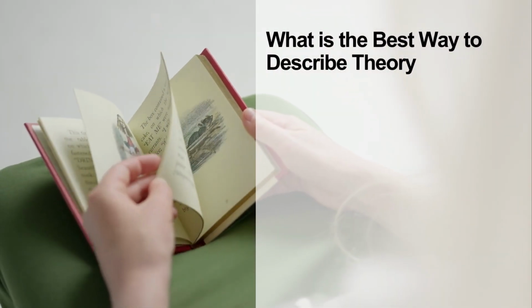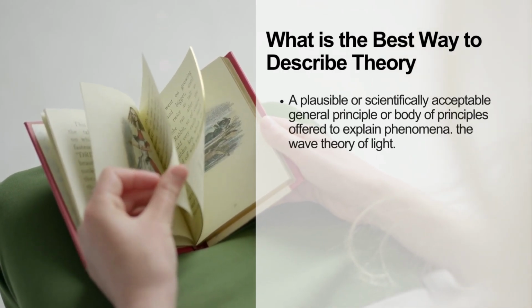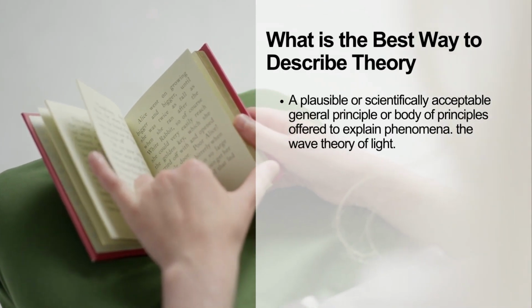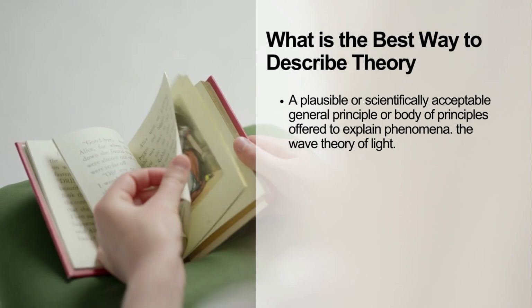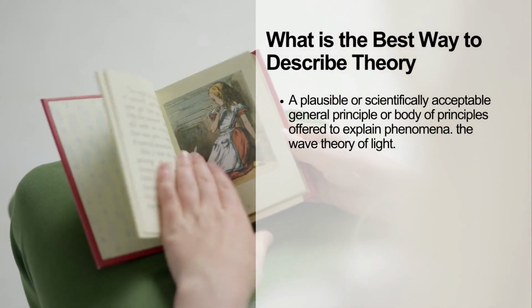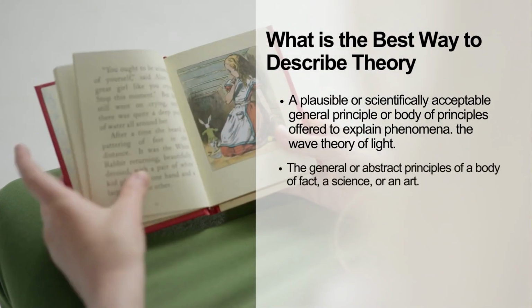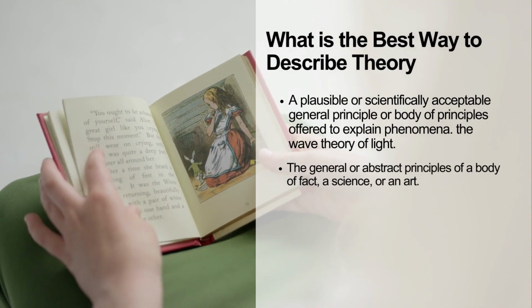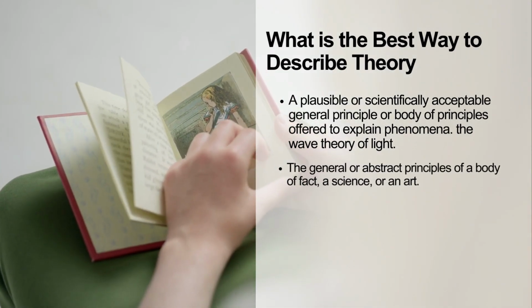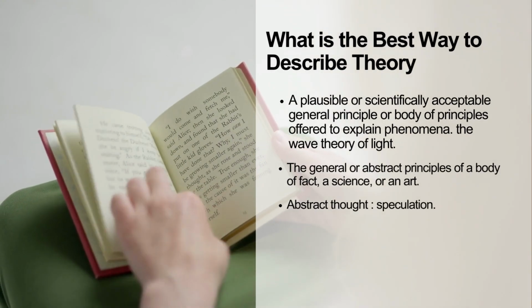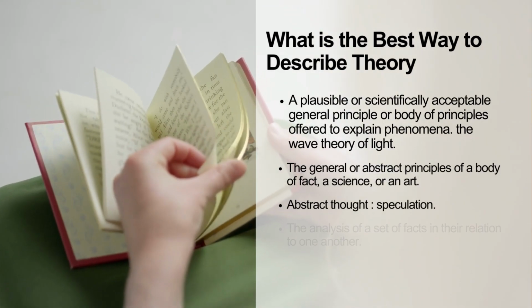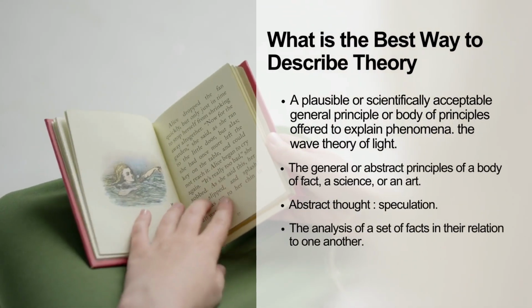There are several ways we can describe theory, which is: 1. A plausible or scientifically acceptable general principle or body of principles offered to explain phenomena. The wave theory of light. 2. The general or abstract principles of a body of fact, a science, or an art. 3. Abstract thought, speculation. 4. The analysis of a set of facts in their relation to one another.